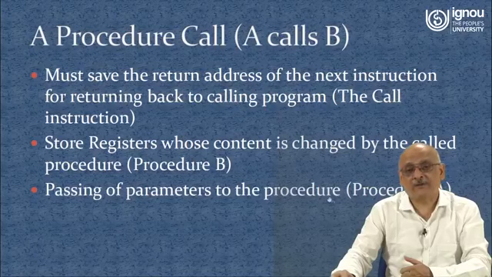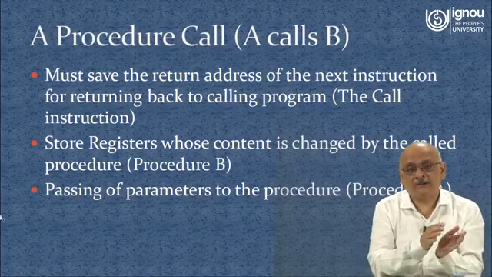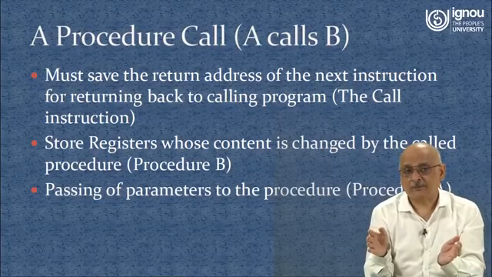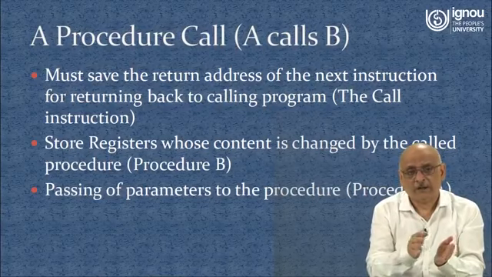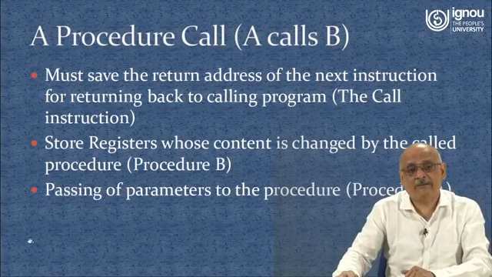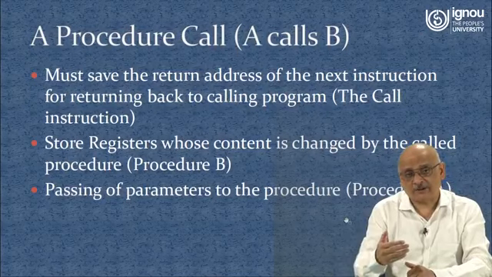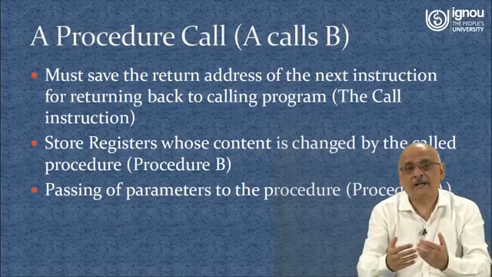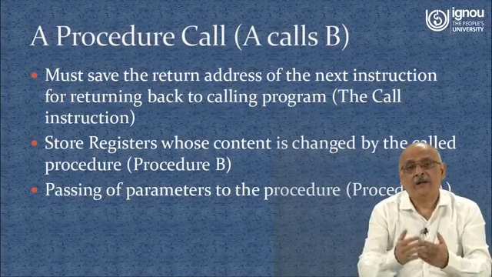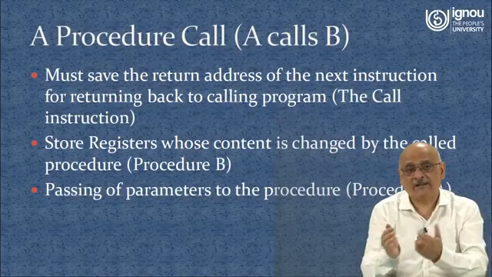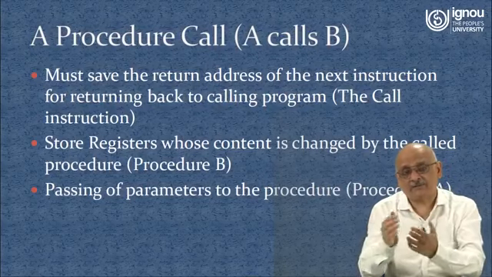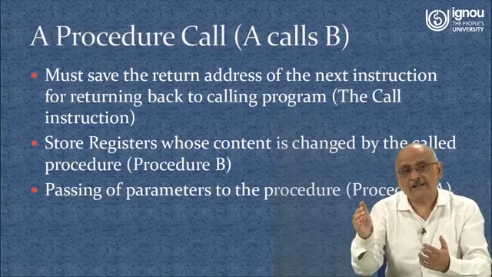Then passing of parameters to the procedure. You must have noticed in function calls, some parameters are passed, maybe call by value or whatever. So how will those parameters be passed between the procedures? Procedure A is responsible for putting those parameters, and there has to be an already agreed upon mechanism that this is the way we will be passing the parameters. Procedure A will be responsible for where exactly it will be passed.